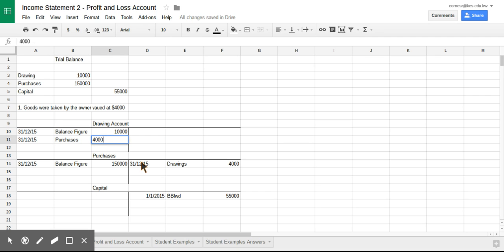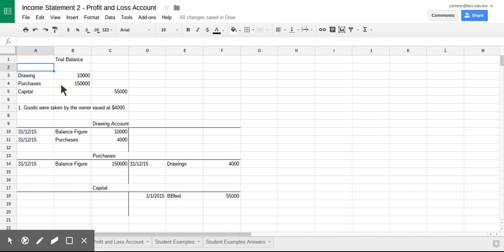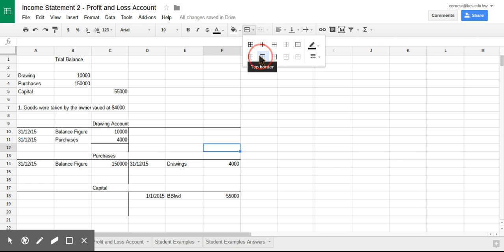Now, the other slight anomaly that you need to be aware of is what we do with the drawings account at the end of the year. What we do is balance it off the way we normally would. We're going to put the totals in like we've done with every other type of account. The totals clearly on our drawings account here are going to be 14,000. It's not a difficult sum to do. And we're going to put 14,000 on each side.